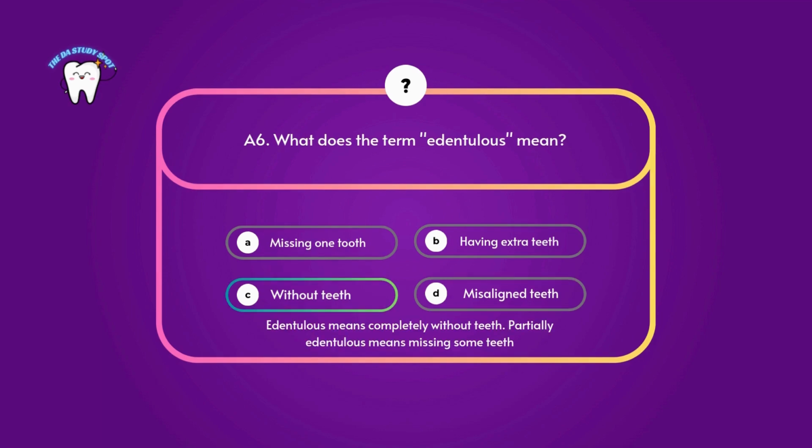The answer is C. Without teeth. Edentulous means completely without teeth. Partially edentulous means missing some teeth.